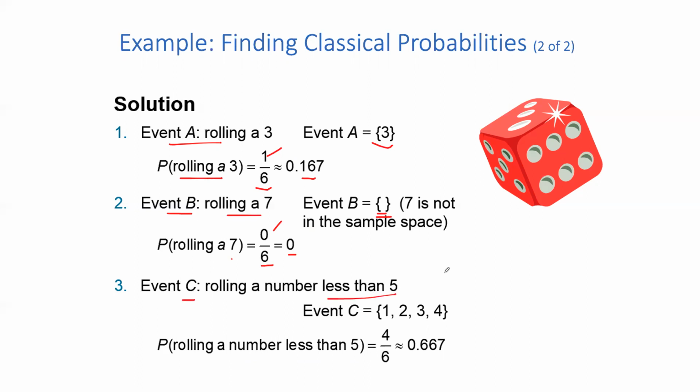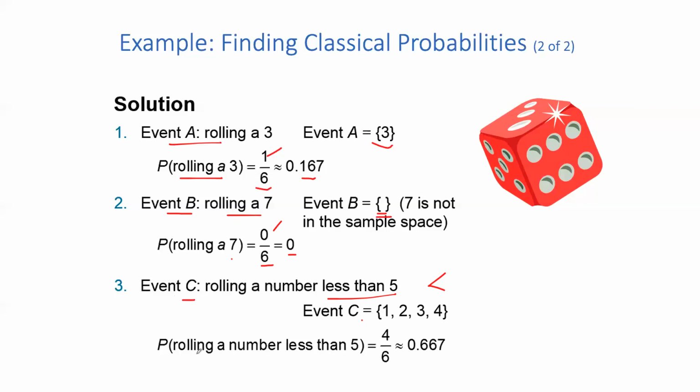Less than is strictly less, so it's not less than or equal to. So event C, rolling a number less than 5, has multiple different outcomes. It's not a simple event. If a 1, 2, 3, or 4 shows up, I know I can say that event C has occurred.